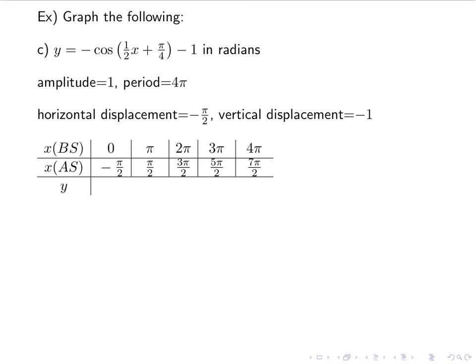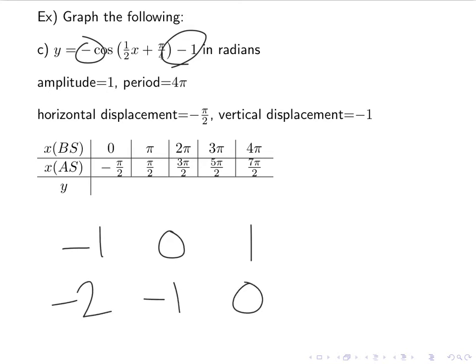For my y values, we've got to be careful here. We've got two things going on. We've got a negative cosine, and we've got our vertical displacement. Before, our numbers were negative 1, 0, and 1. Those were our minimum, 0, and maximum. Now we're going to add a negative 1 to each of them. So we're going to get negative 2, negative 1, and 0. My minimum is negative 2, my 0, in quotes, is negative 1, and my maximum is 0.